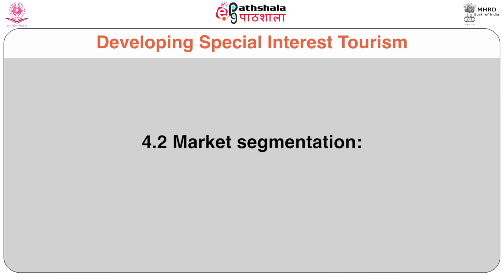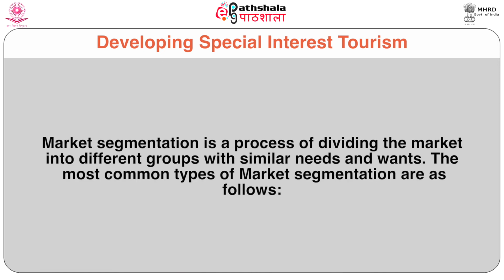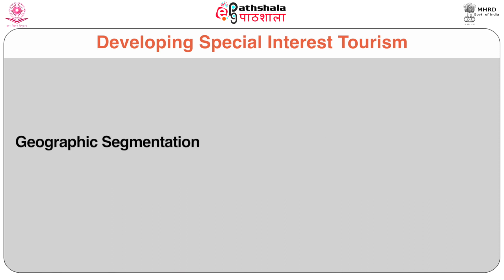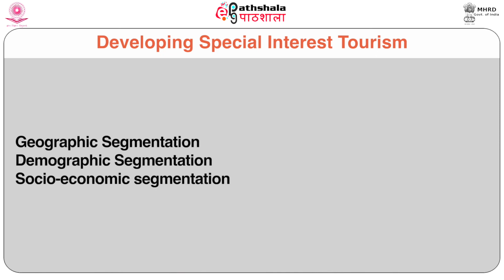Market segmentation. Market segmentation is a process of dividing the market into different groups with similar needs and wants. The most common types of market segmentation are as follows: geographical segmentation, demographic segmentation, socio-economic segmentation, psychographic segmentation. Geographic segmentation is done on the basis of geographic locations of the customer such as country, region, city size and climate.